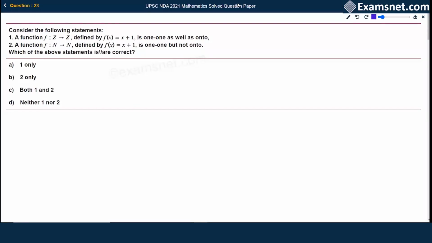In question number 23, it is given to consider the following statements. A function f from Z to Z, integer Z to integer Z, defined by f of x equals x plus 1 is 1-1 as well as onto. And the second statement is a function f from natural number set to natural number set, defined by f of x equals x plus 1 is 1-1 but not onto. Which of the above statements are correct?